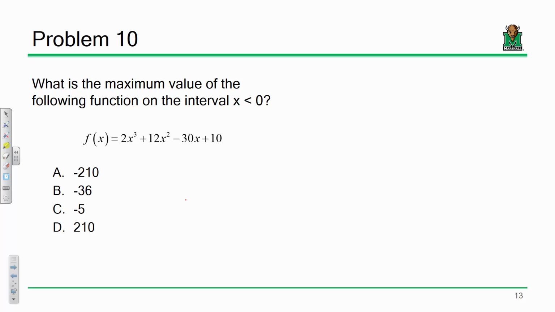So here we have a curve, and it's asking us what's the maximum value of that function on the interval x is less than 0. So on the negative side of the x-axis, what's the absolute maximum value that we're going to see? So here's how I'm going to handle this. We're going to need to take some derivatives. So first off, we're going to take the first derivative.